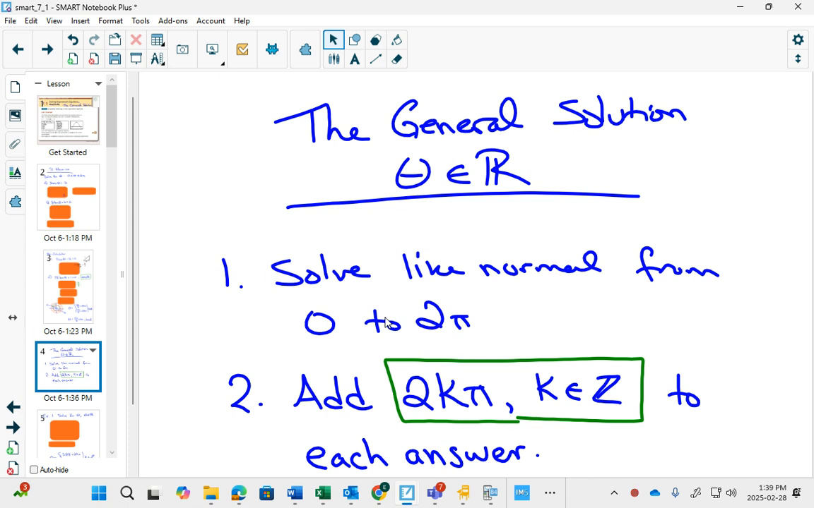If this is the case, we have two simple steps which connect two things from chapter 6. We solve like normal, from 0 to 2 pi, just like we would solve in chapter 6. Then for each answer that we find, we write all the coterminal angles with that answer, which also comes from chapter 6. And what does that mean? You just have to add 2k pi, where k is an integer, assuming it's in radians. If it was in degrees, you'd add 360 degrees times k, where k is an integer. And that writes down all the coterminal angles.